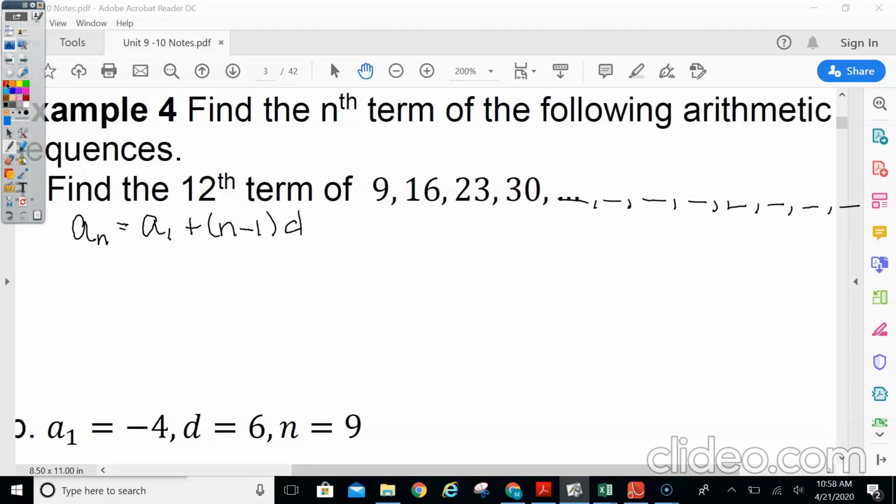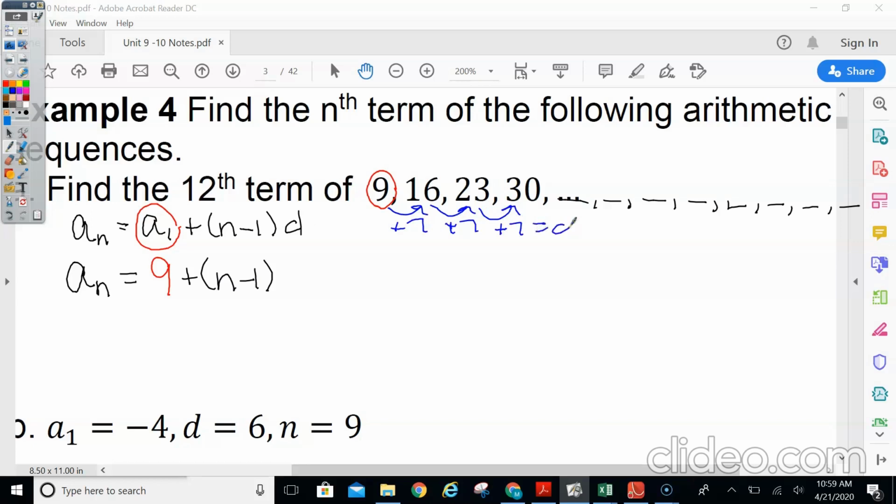So here a sub 1 is the first term, which is 9. And I'm going to make a formula first before I plug in. So a sub n equals 9 plus n minus 1, and we need to find the common difference. So consecutively, from one term to the next, we are adding 7. So this is the common difference. So 7 is D. So we're going to multiply that. Okay, so this is what we're going to do on the bottom ones.